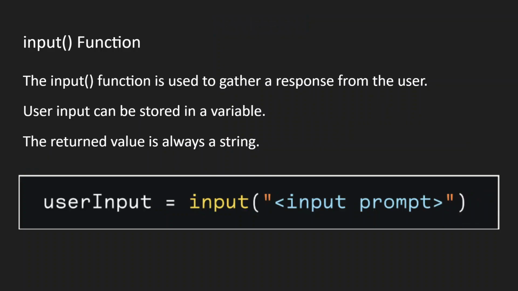The input function is used to gather a response from the user. User input can be stored in a variable, and the return value is always a string. So even if the user inputs a number, it will be its string form. As an example, we have user_input equals input, and then inside of the input parentheses is the argument, which is the prompt. That will be a string, and it will be displayed to the user when it's time for them to input an answer.